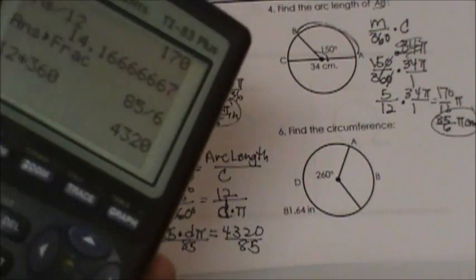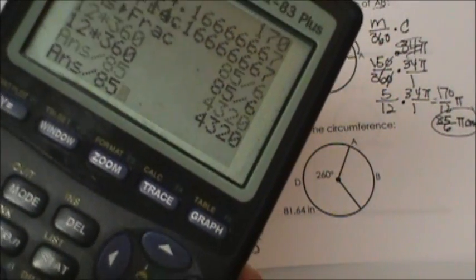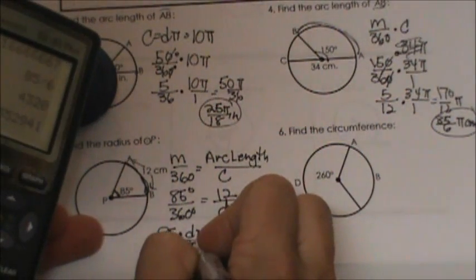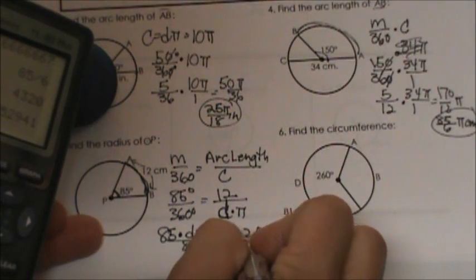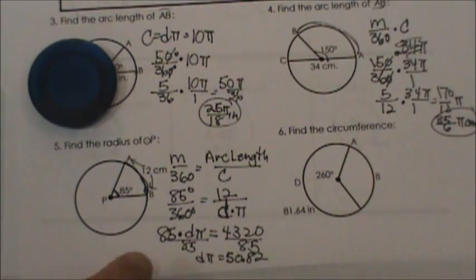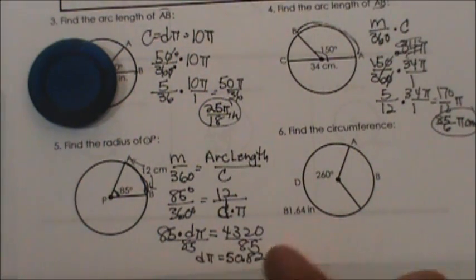And so I'm going to take this answer and just click divided by 85. And that gives me 50.82. So d pi equals 50.82. Now I don't know if you're comfortable with this, but d pi is circumference, so we just figured out the circumference. So if it asks you for circumference, you're done. You just stop here, because that's circumference.